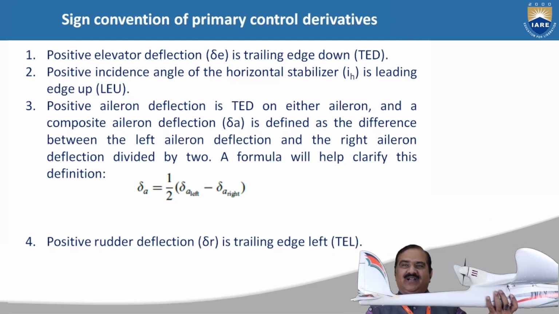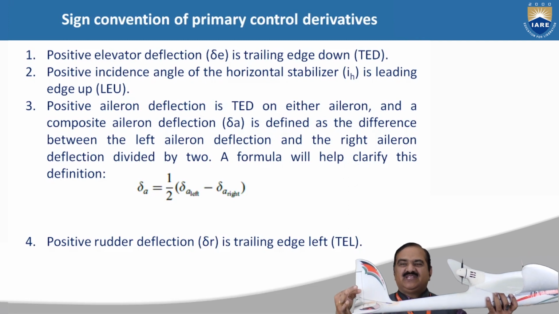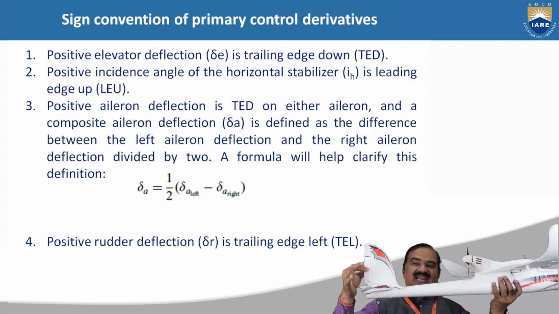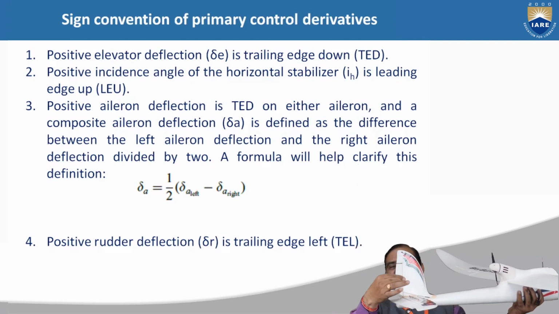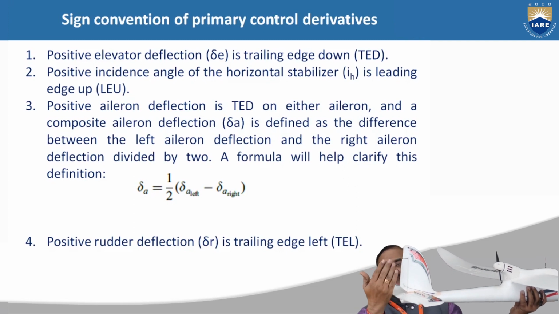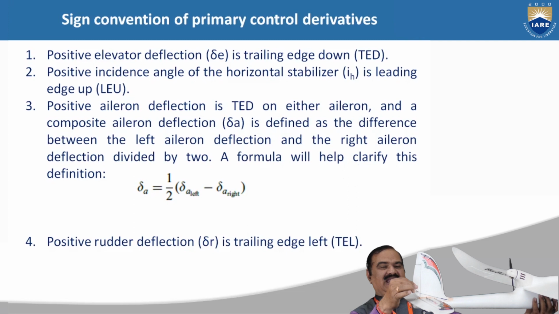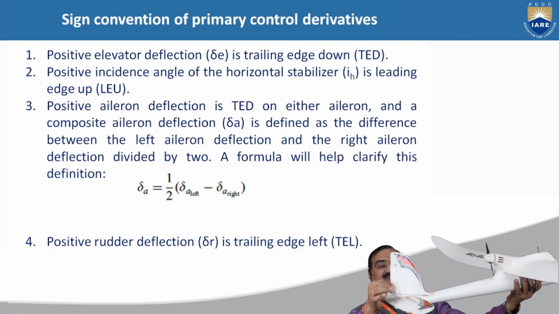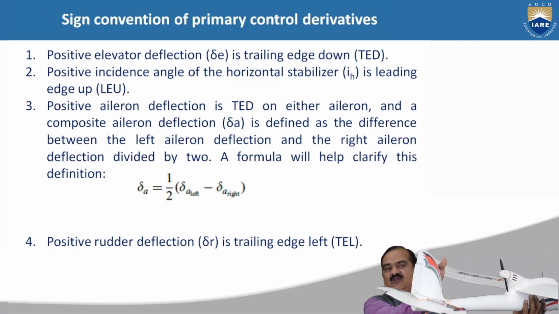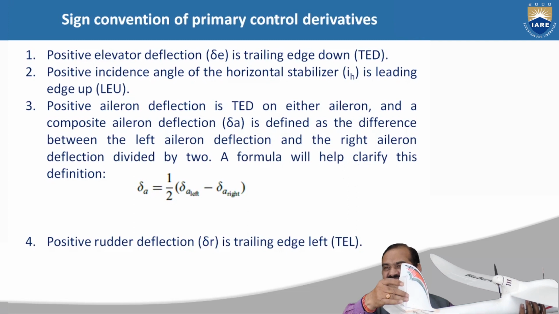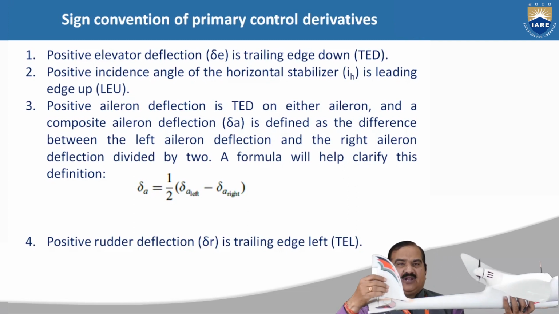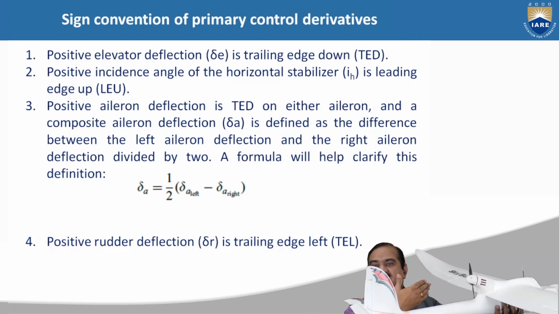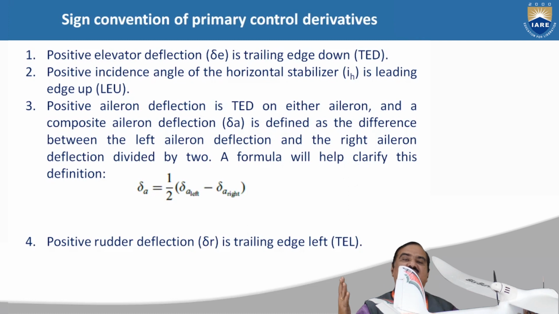So what is the sign convention of the rudder? The positive rudder deflection, delta R, is trailing edge left. If the rudder is straight, and you deflect it towards the left like this, then it is positive. And if you deflect it like this, what will happen? The wind will hit from here, the angle of attack is increased, and it will try to pull the tail towards the right. So the nose will go towards the left. So nose left is a positive rudder deflection.